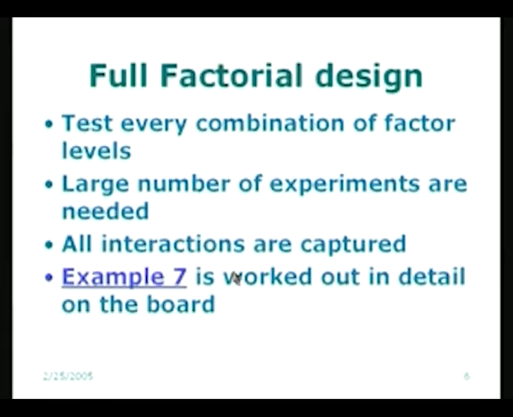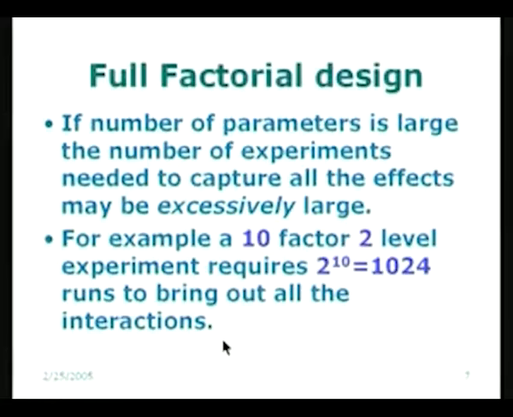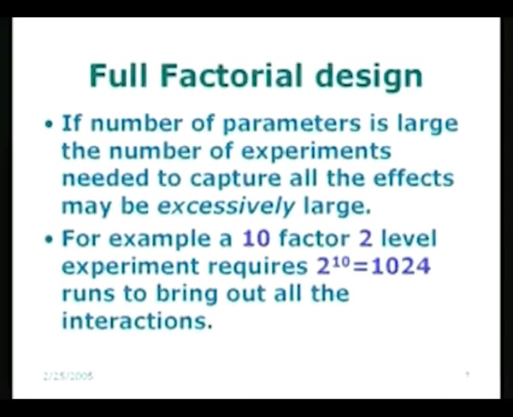In this case, there is only one interaction. XA multiplied by XB was the only interaction. If the number of factors becomes larger, the number of interactions also becomes larger, as we will see in a little while from now. So, let us look at what might happen if I do an experiment with a full factorial design. If the number of parameters or factors is large, the number of experiments needed to capture all the effects grows.